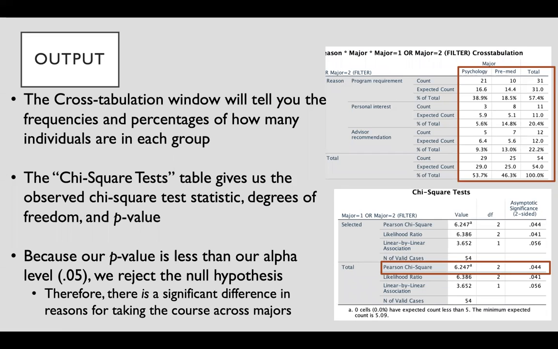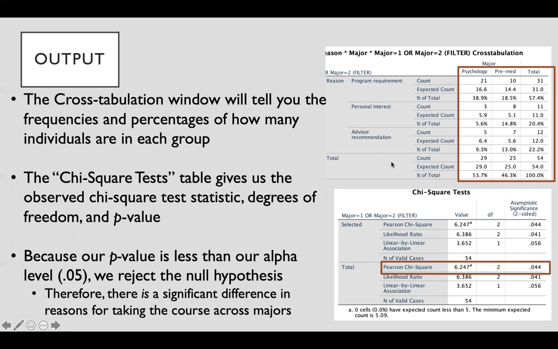So our output would look a little something like this. The crosstabulation window will tell you the frequencies and percentages of how many individuals are in each group. And the chi-square test table will give us the observed chi-square test statistic, the degrees of freedom, and the p-value. If you look over here, this is our chi-square value, degrees of freedom, and then our significance test or p-value. Because our p-value is less than 0.05, we reject the null. We see that there actually is a significant difference in reasons for taking a course between majors.